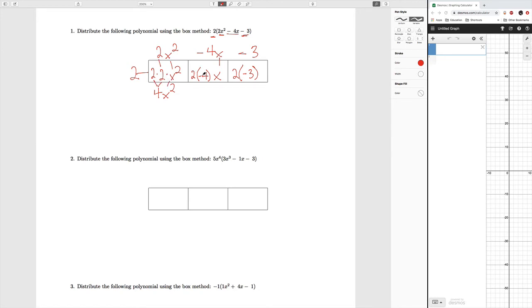And then 2 times negative 4, a negative times a positive. If you come over here on the calculator and we do 2 parentheses negative 4 close parentheses, it tells you right here, if you look at the answer, 2 times negative 4 gives you negative 8. So we're going to do negative 8x.